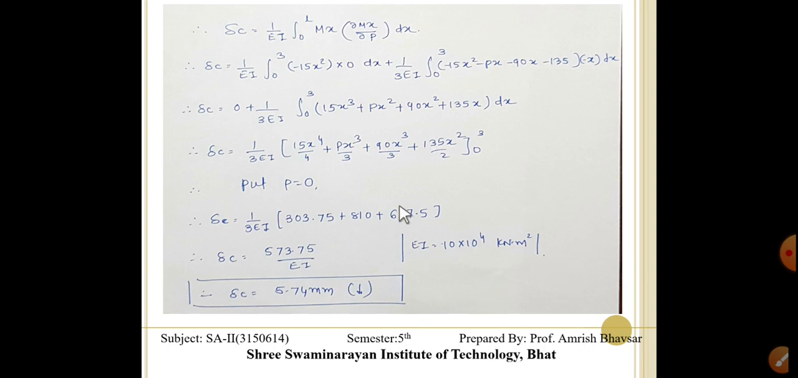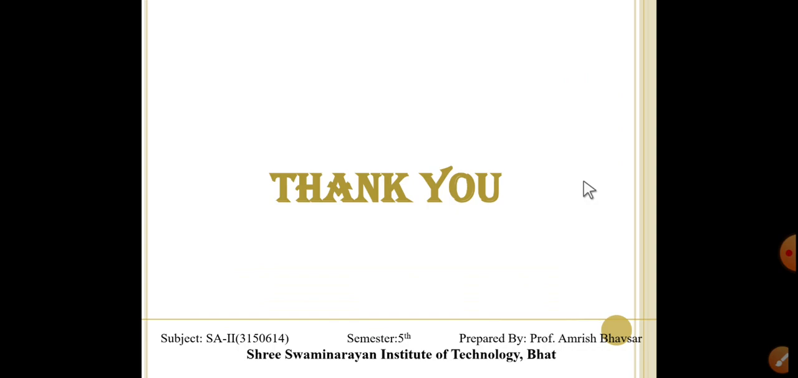So dear students, this is the most important method for finding the slope and deflection, and this concept is used in Castigliano's second theorem, and we will analyze the indeterminate beam with the help of Castigliano's first theorem. So this method is most important for us. Thank you. We will discuss the next important things in our next lecture.